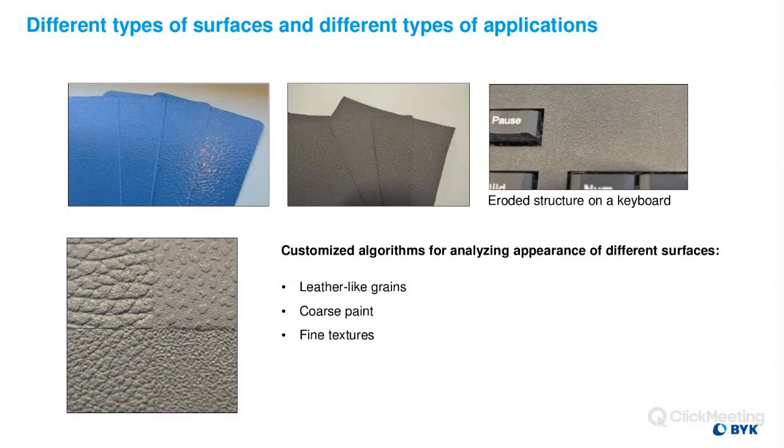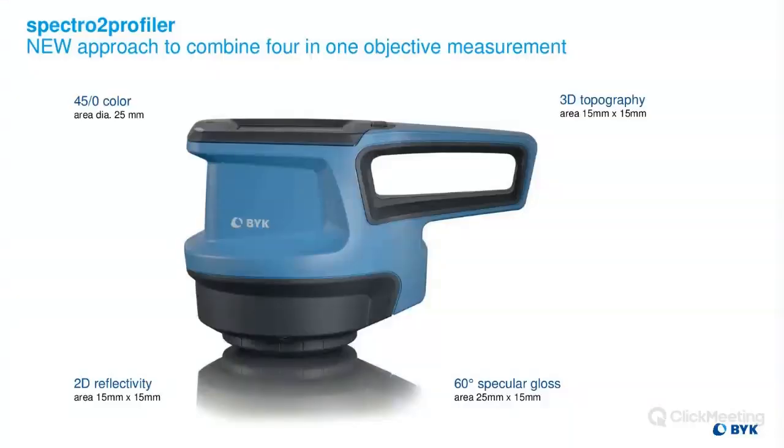So we do encourage you, if you're uncertain whether your material will be a good fit for this instrument, please reach out to us. You can send us samples that we can measure for you and share the results and discuss them with you and see if this may be right for you. So that's it. Our new spectro2 profiler with 45-0 color, 60-degree gloss, 2D reflectivity, and 3D topography. A new approach to combine 4 in one objective instrument.